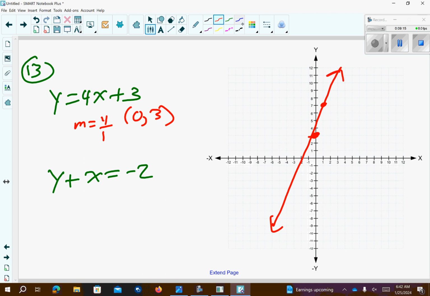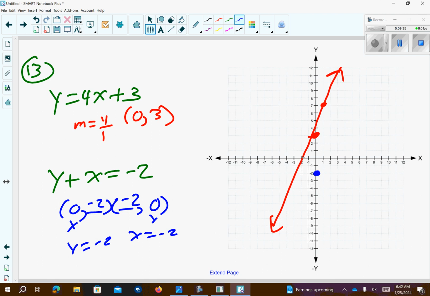We're not worried about solid or dotted because these aren't inequalities. For the other line I'm going to use the cover method: 0, blank, blank, 0. So this is an x value, so y equals negative 2. So 0, negative 2 is here. And then I'm going to have this y value covered up, so I'm going to get x equals also negative 2. So negative 2, 0 is here. Straight line, and where do they seem to cross? They cross here at negative 2, 0, so that's my solution.